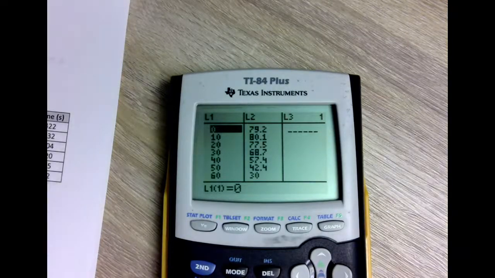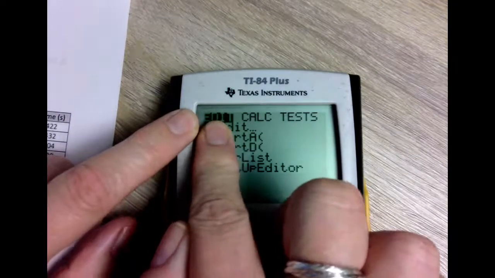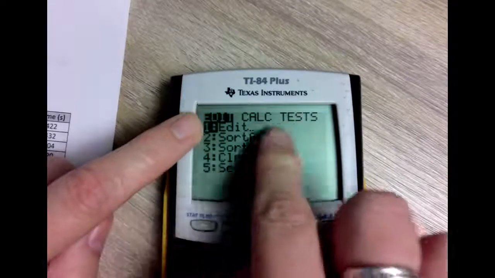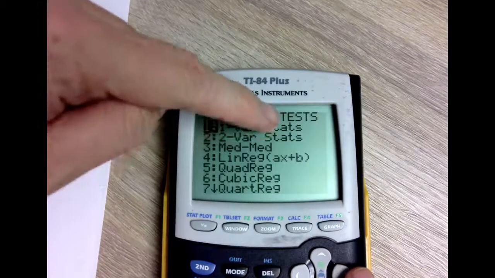Okay, so now think about this. We have to calculate the line of best fit, right? So hit the button stat again. And you see how at the top it says edit, which allows us to edit our things. And the middle one says calc. That means we're going to calculate it. So move your arrow over.